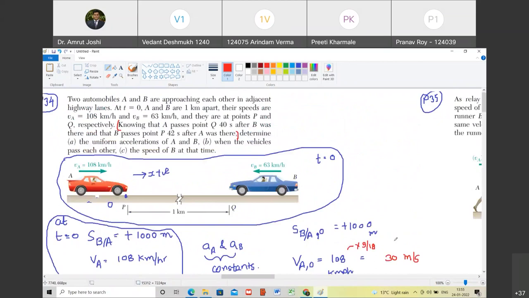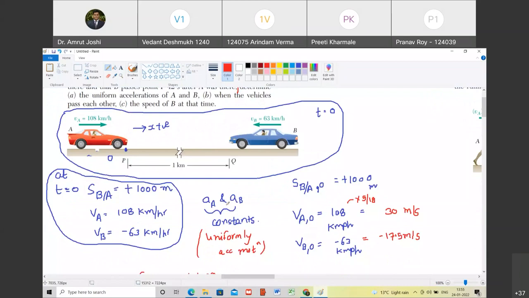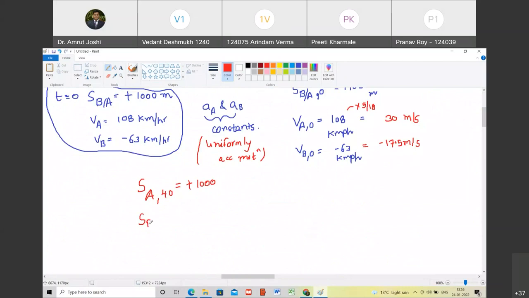Because at 40 seconds, A had completed 1,000 meters distance and reached Q, and at 42 seconds, B completed 1,000 meters, but in the opposite direction, and reached P. So what should I write? Position of B at 42 seconds is equal to 1,000. No, it is zero.